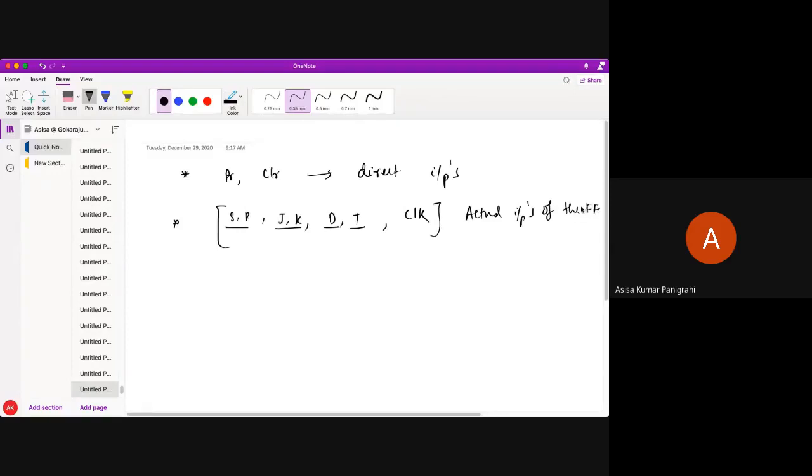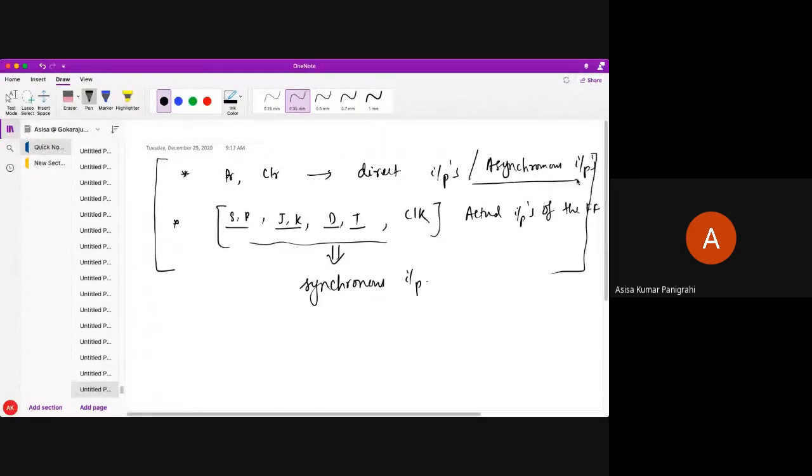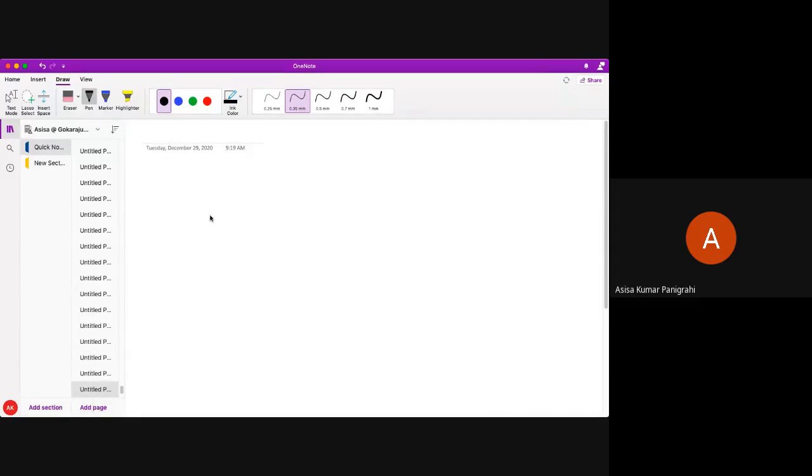These actual inputs are called synchronous inputs. And preset and clear are called direct inputs or asynchronous inputs. So this much only. I am going to discuss these two in an elaborate way in the next session, don't worry. For now you just have to know that preset and clear are called asynchronous inputs or direct inputs. SR, JK, D, T and clock are called the actual inputs of the flip-flop, which are synchronous inputs. Any doubt on this? If there is no doubt, we'll go for the next one.